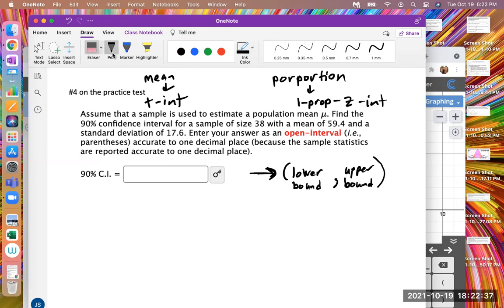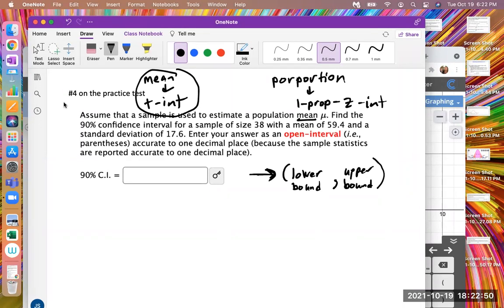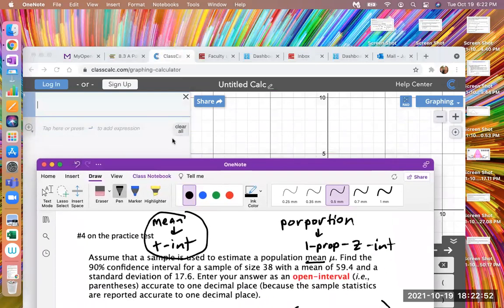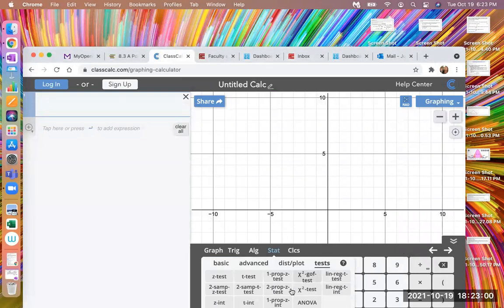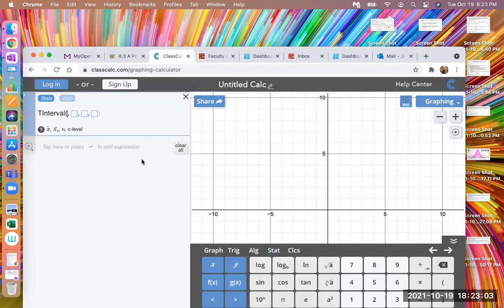If you read that first sentence carefully, assume the sample is used to estimate a population mean. So this is a mean problem. We're going to use the t interval for this. Let me go down a little bit, and we're going to input stats. We're going to go to tests, and then I'm going to go to the t interval. It tells me exactly the information it wants from me: the sample mean must be entered first, the sample standard deviation second, the sample size, and the confidence level.